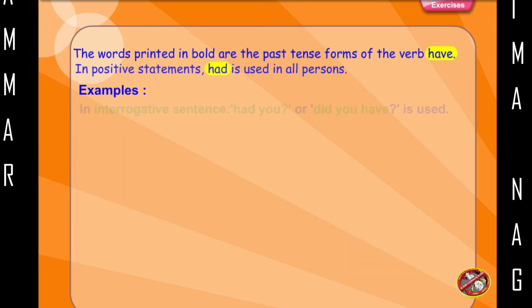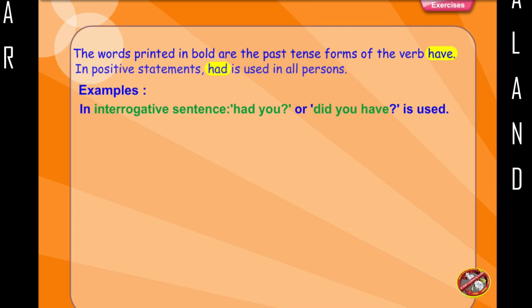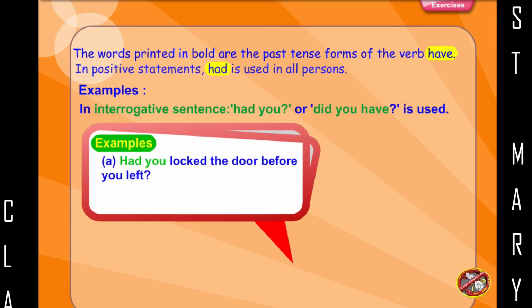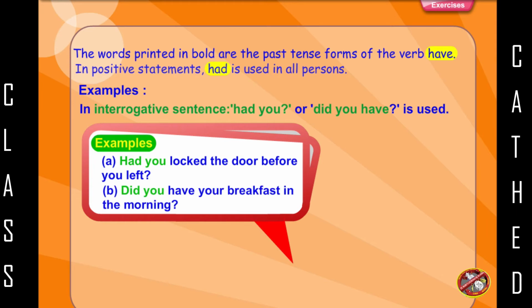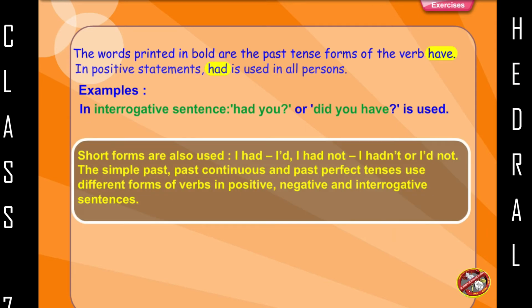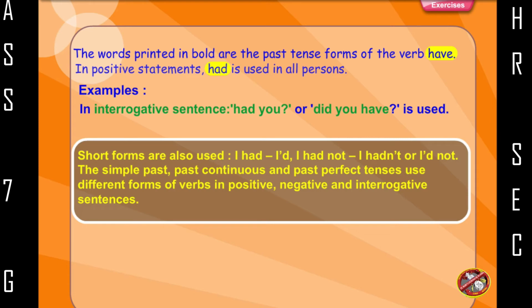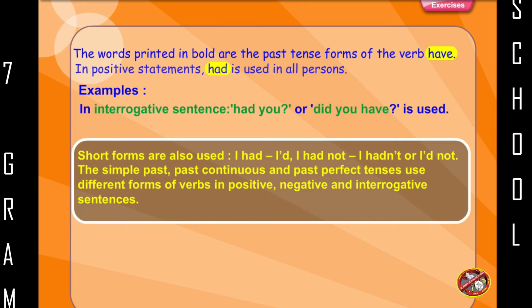In interrogative sentences, had you or did you have is used. Examples: Had you locked the door before you left? Did you have your breakfast in the morning? Short forms are also used: I had, I'd; I had not, I hadn't, or I'd not.